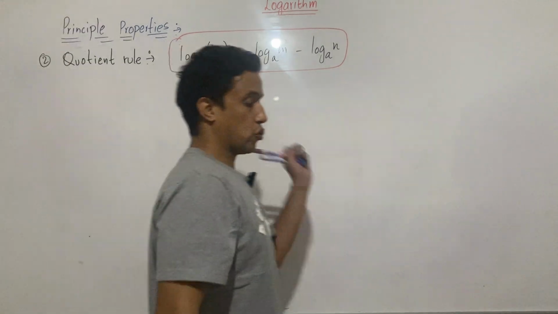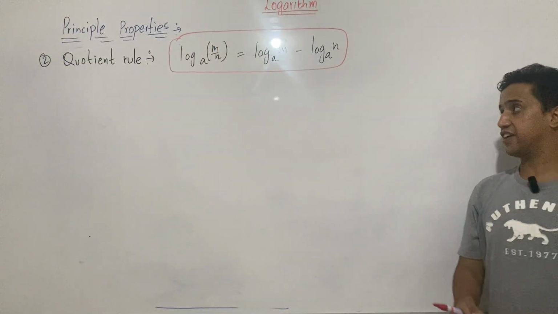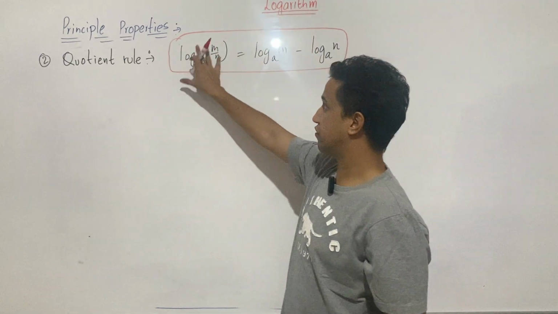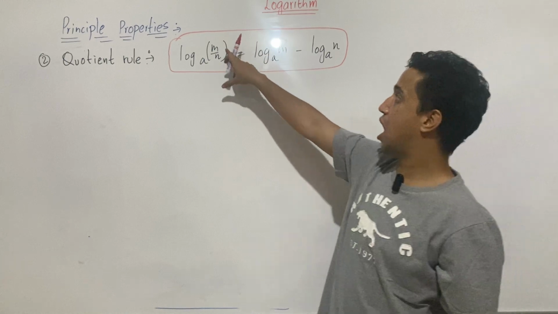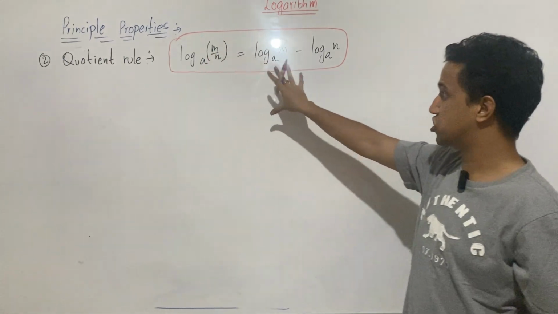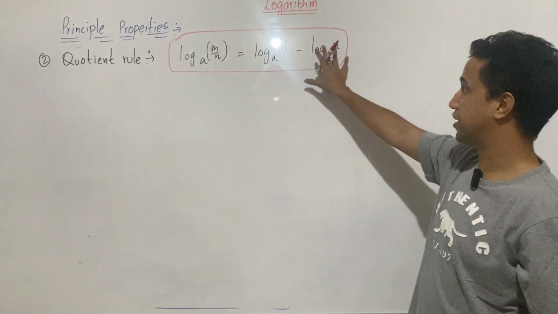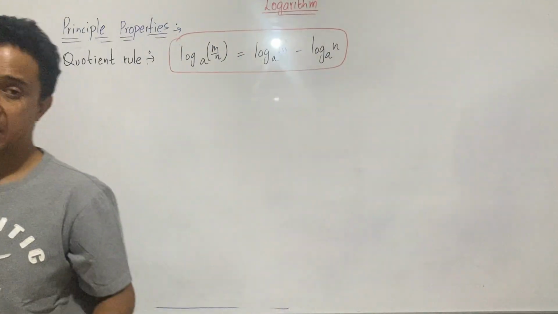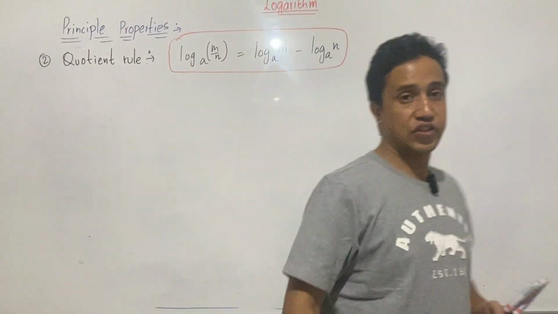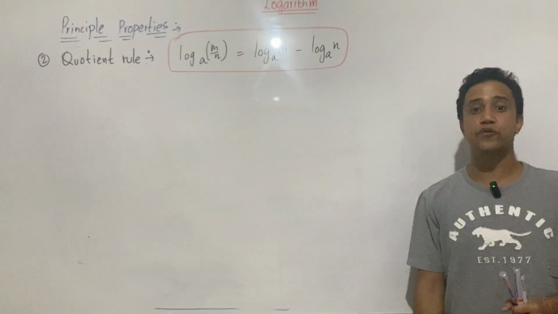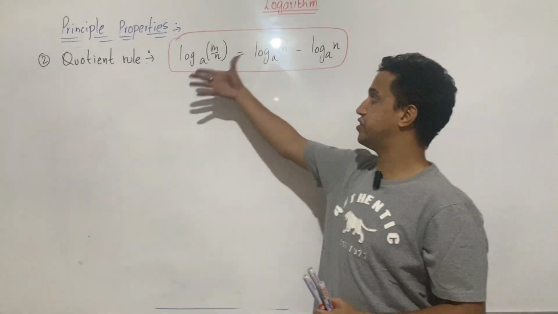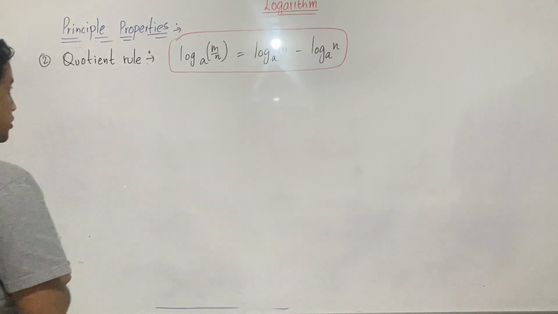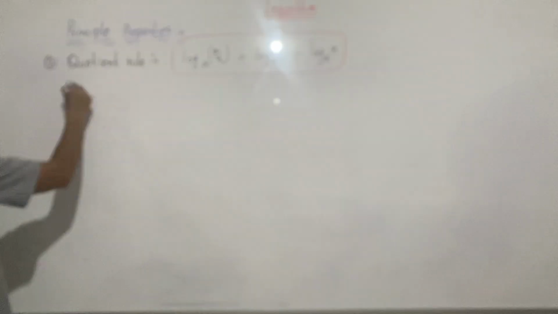So this is the quotient rule. This property says that log of m over n to the base a equals log m to the base a minus log n to the base a. Okay, so you just have a look at it, and then we are going to get the proof. We'll prove that this is equal to this. So proof is quite easy. Let's do the proof part.